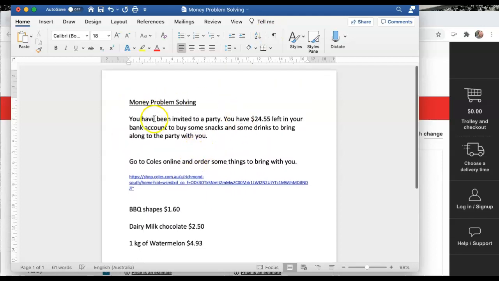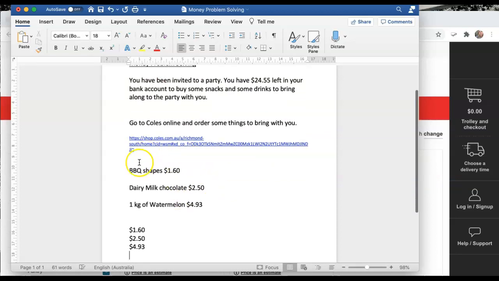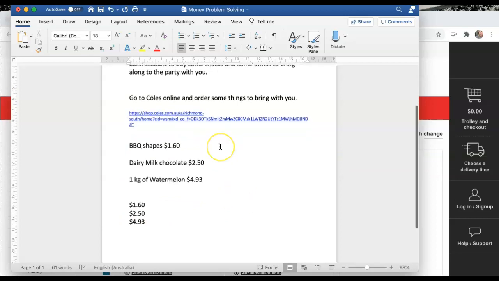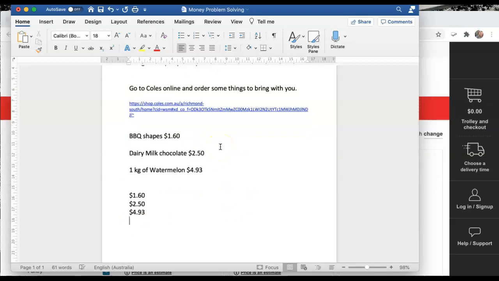So remember, you've got your party, you got $24.55 in your bank account. You go to Coles Online. There's no set amount of things that you need to buy. But the aim is to get as close to the $24.55 as you can. If you have any money left over in your bank account, you let us know how much there is.